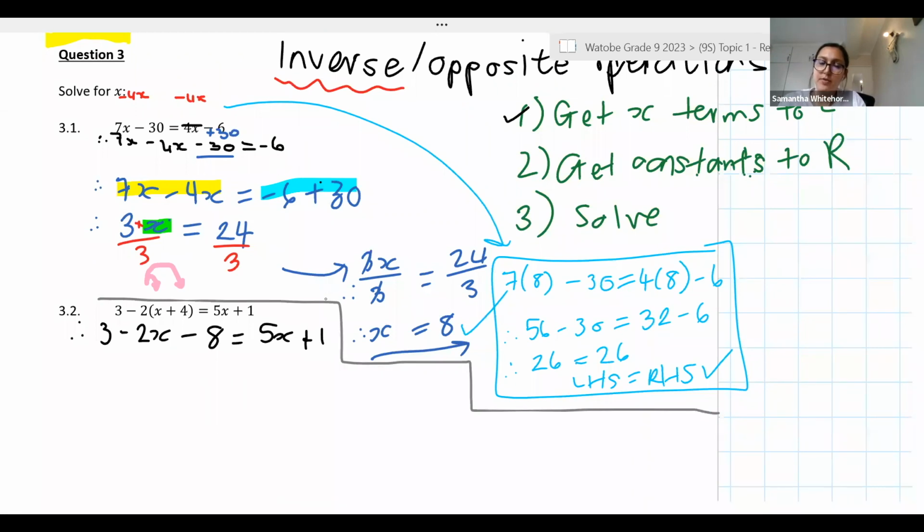Remember your inverse operations. Remember to follow those 3 steps. Get x's on the left, constants on the right, and then you can solve your equation. And remember, if you finish quickly, you can do your check. When you're done, send us maybe like a thumbs up so that we know. Silungiwe, do you have a question or do you want to give us the answer?